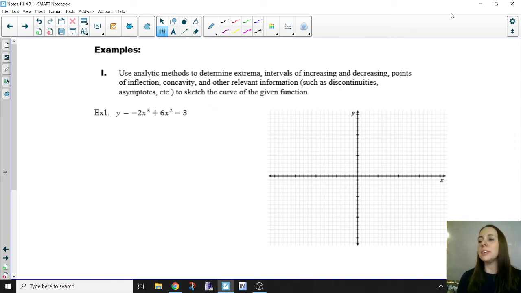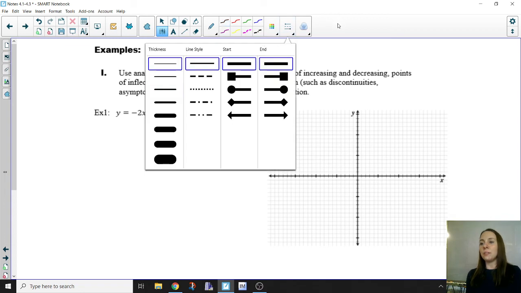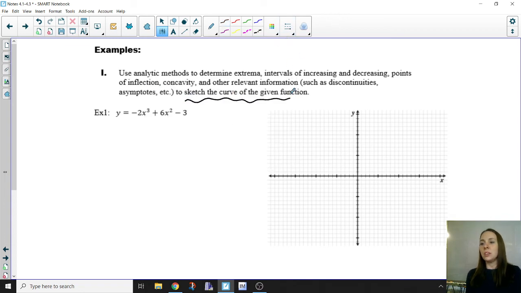So again, what we're doing here is we're using analytic methods to determine our extrema, our intervals of increasing, decreasing, our points of inflection, concavity, and other relevant information to be able to sketch the curve of the function. We don't want to just plug this function into our graphing calculator and do a quick sketch. We want to use the information about the first and second derivative to get a really nice, accurate graph. Usually I teach this as a non-calculator section. This year's a little bit different, but I'm still going to try not to use my calculator, at least for this one.